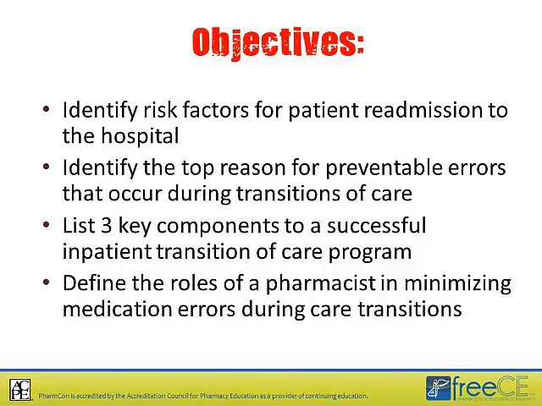So by the end of our talk today, we should be able to identify risk factors for patient readmissions to the hospital. We should be able to identify the top reasons for preventable errors that occur during transitions of care. After that, we'll be able to list 3 key components to a successful inpatient transition of care program. And finally, the most important part of what we're talking about today is defining the roles of a pharmacist in minimizing medication errors during care transitions. We're going to talk about the role of a pharmacist in lots of different arenas and potentially roles of pharmacists that haven't even been developed yet.